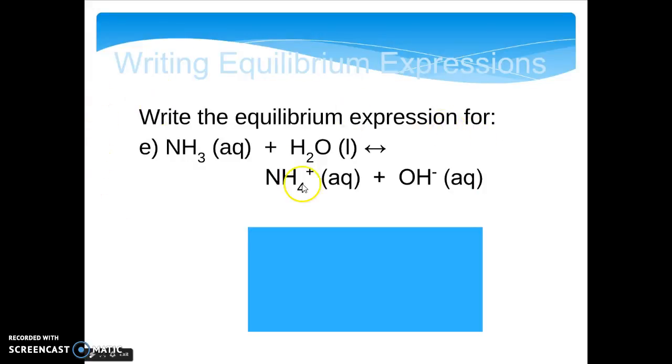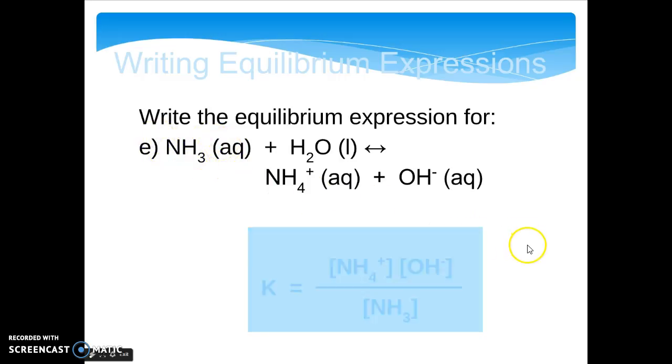Okay, so let's try this next one. Notice it's aqueous except for the H2O. So the H2O will not be included because pure solids and pure liquids are not included. So what we'll have is our hydroxide, OH, on top, raised to the first power. Our NH4 on top, raised to the first power. And then below that, you'll have the NH3 raised to the first power. And so we see this is our K expression. Notice water is not included because water is a liquid.